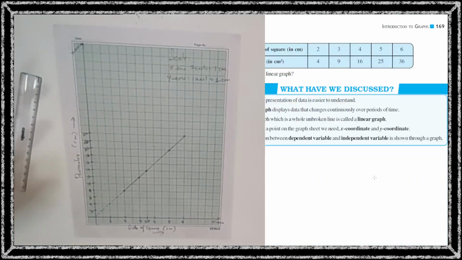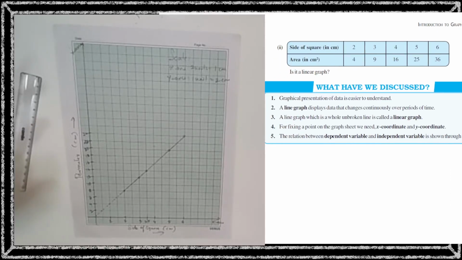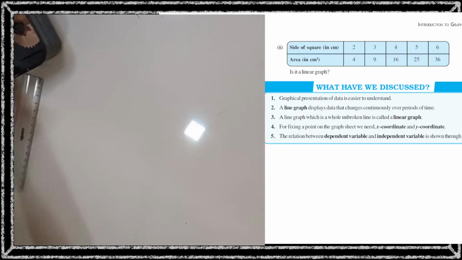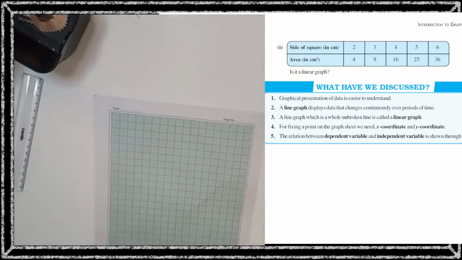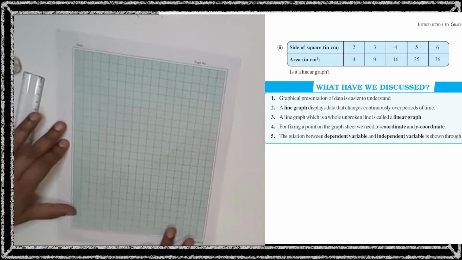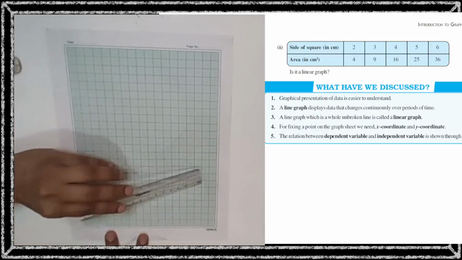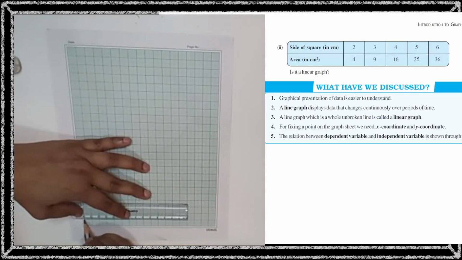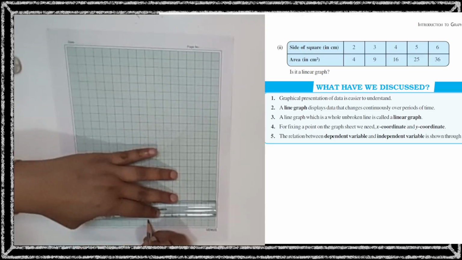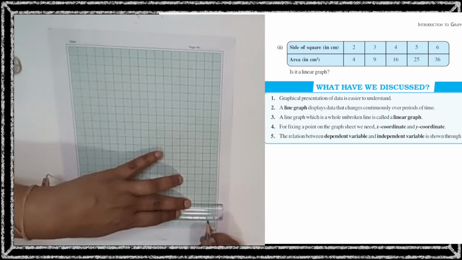Next question. I have side of square is given to us and area is given to us. So x-axis is clearly going to be side of the square and y-axis is going to be area of the square, right? So let us draw the x and y axis.